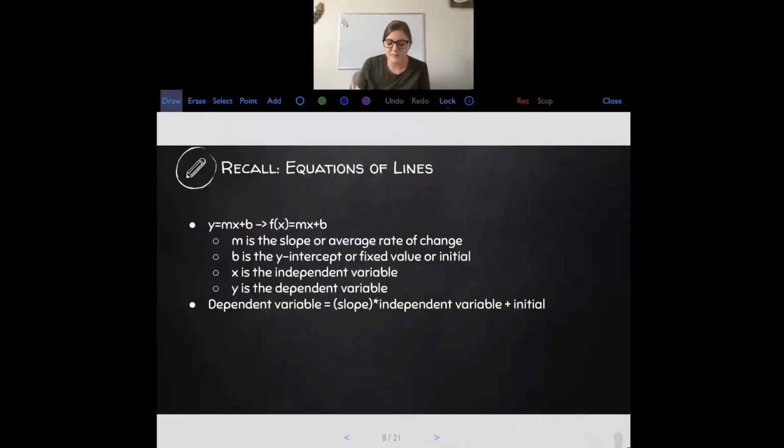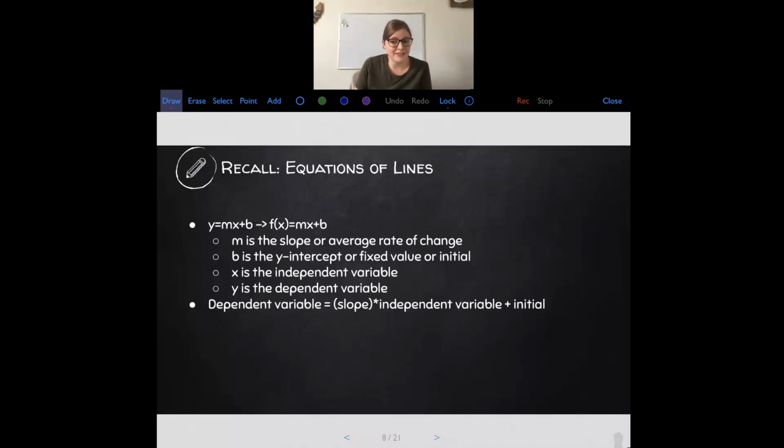Let's move on into working with equations of lines. Recall again, we have y equals mx plus b, which is the slope-intercept form of a line. We can also describe it in function notation. F of x is equal to mx plus b. M is the slope, and remember, slope is also average rate of change. B is the y-intercept, or the fixed value, or you can think of it as the initial value depending on the context of the problem. X is the independent variable, y is the dependent variable.